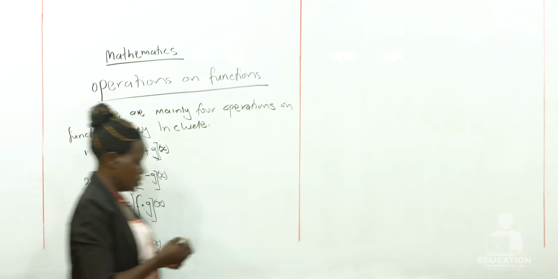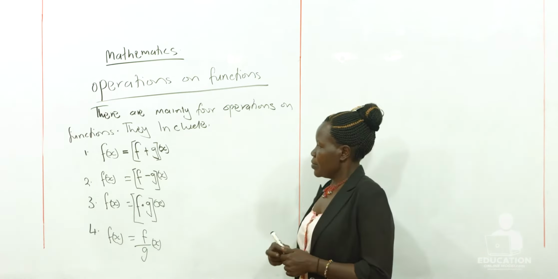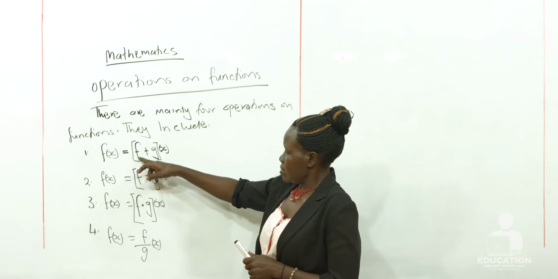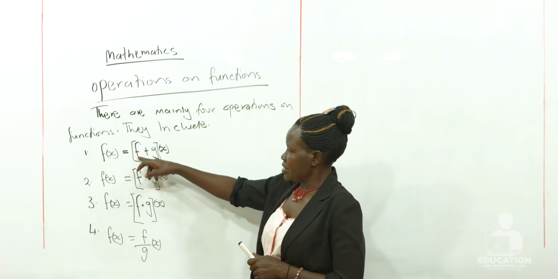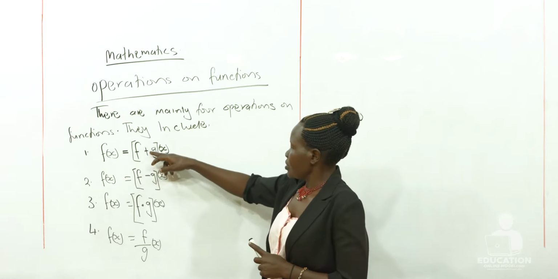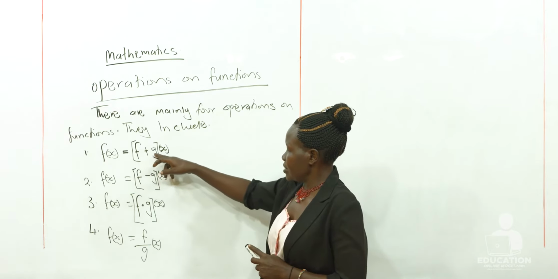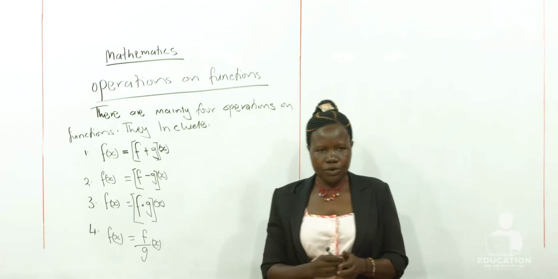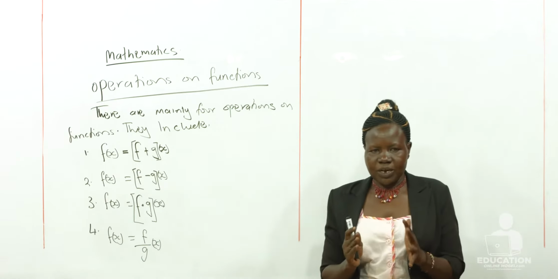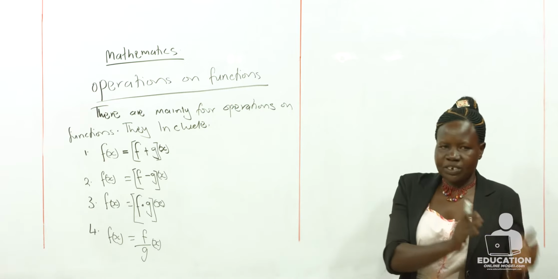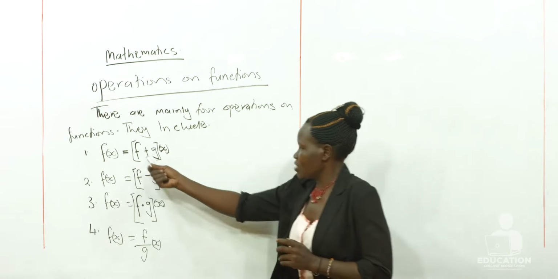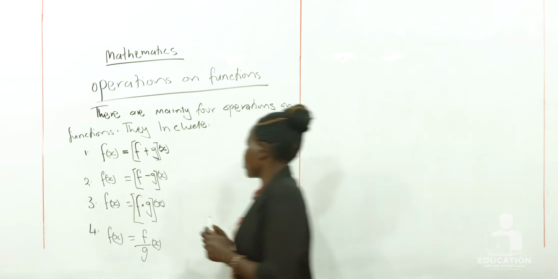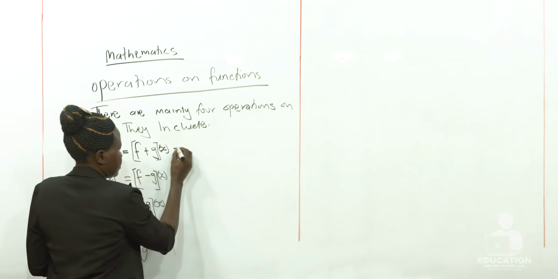Now when you are going to deal with the operations, the first operation is addition. So for this addition, they have said f plus g of x. What does it mean? It means that when you are dealing with the operations, you first get yourself alone and then put yourself on the other one. You get a function f and then add it to function g.